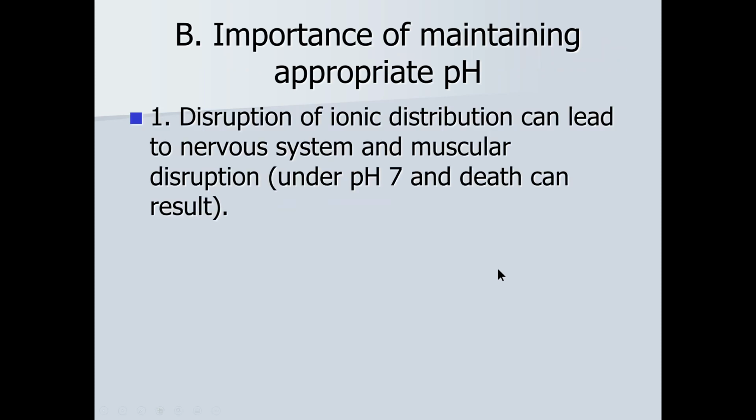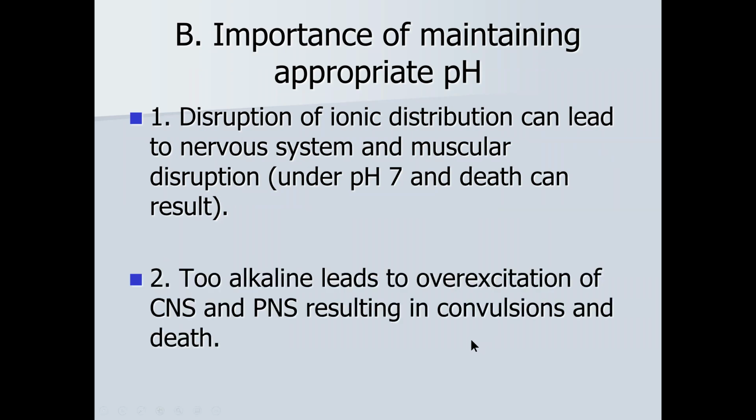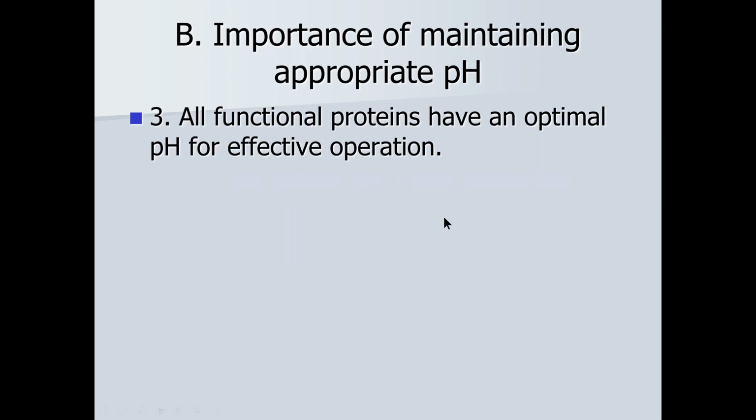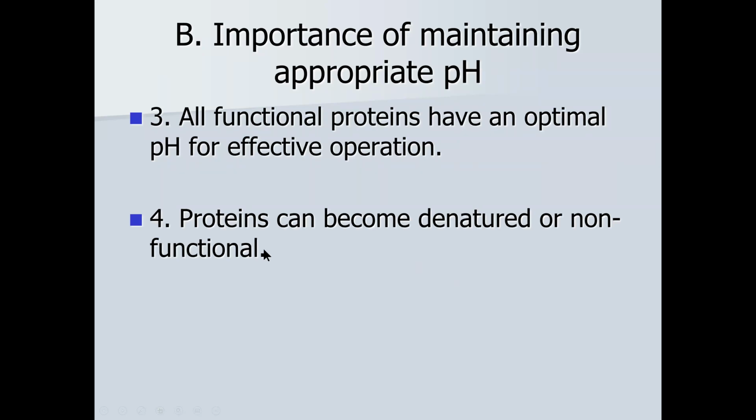Importance of maintaining appropriate pH. If you have obviously a pH under 7, that's going to lead to death. You got problems with disruption in the nervous system, the muscular system. Too alkaline leads to overexcitation, resulting in convulsions and death. All functional proteins have an optimal pH for being effective. The optimal pH is usually in that range, 7.35 to 7.45. And so that's why you want to keep the pH in that range. And the body does a good job of that, and we'll learn how it does that. Proteins can actually become denatured and non-functional. If we got into where they become denatured, I think we'd be dead before that happened. But that's one of the problems.